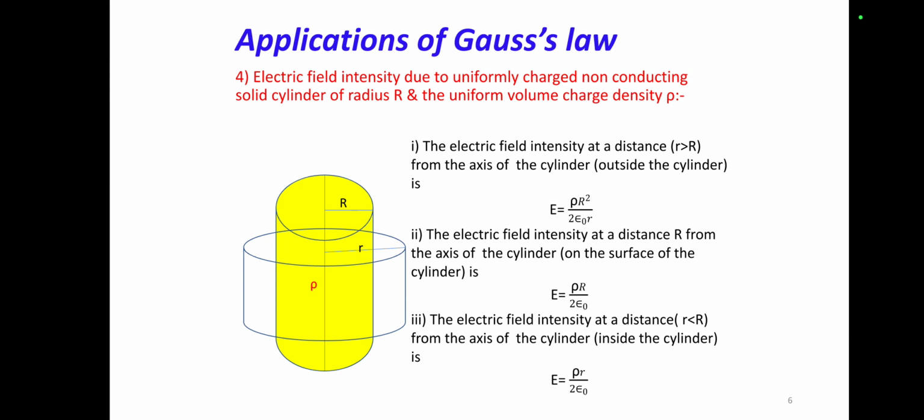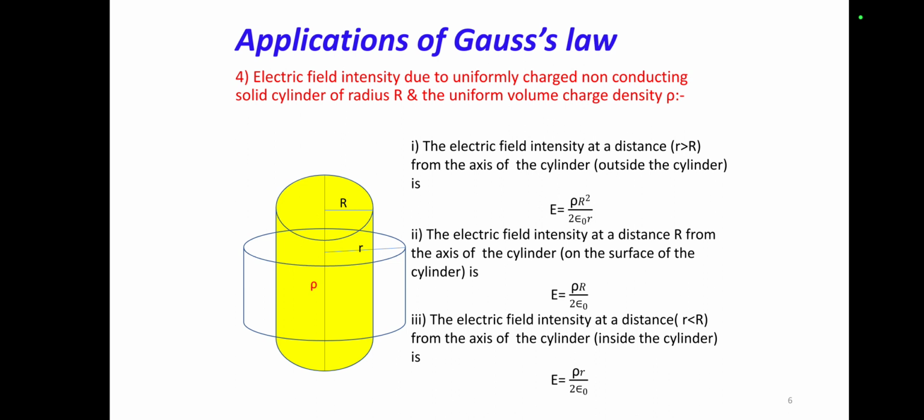The second formula is for the electric field intensity at a distance r from the axis of the cylinder on the surface of the cylinder, that means here small r is equal to capital R. It is given by E equals rho R upon 2 epsilon naught.